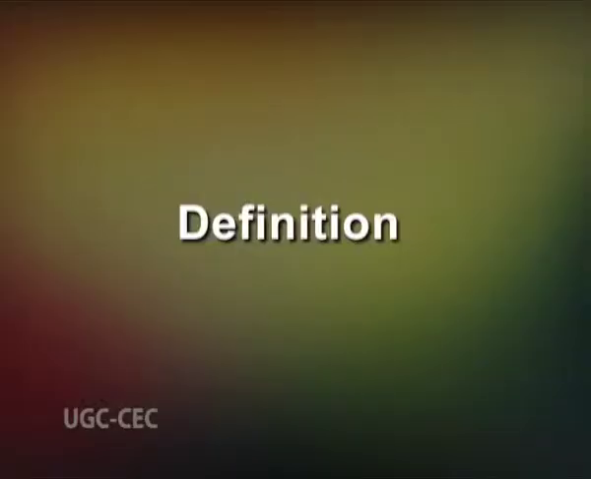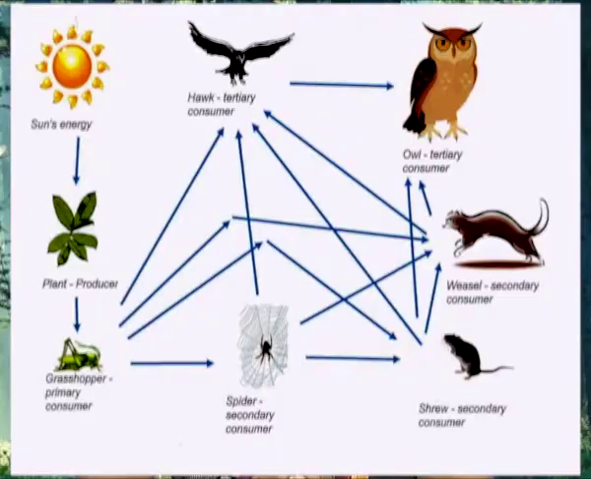Food web. In nature, food chains do not operate in isolation. These, in fact, are interconnected, forming a sort of interlocking pattern. Definition: food web is a network of food chains which become interconnected at various trophic levels so as to form a number of feeding connections amongst different organisms of a biotic community. Unlike food chains, food webs are never straight.